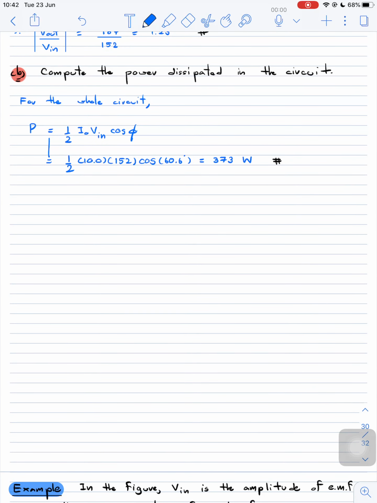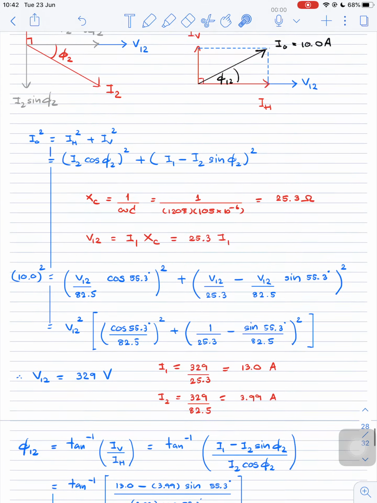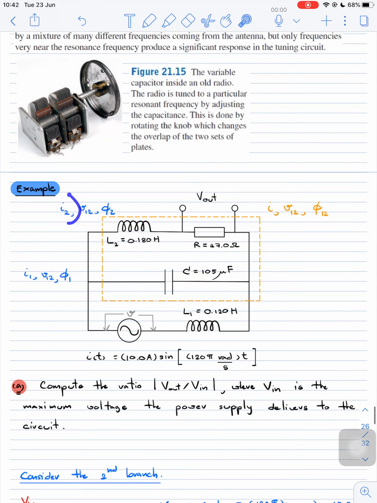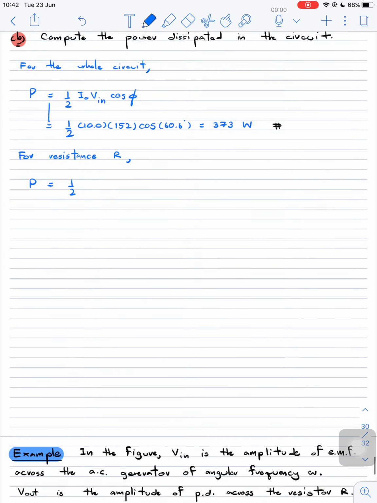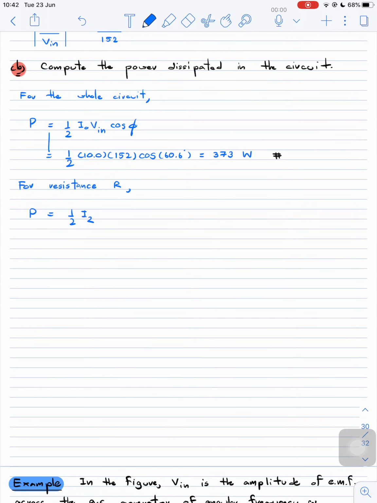Okay, so how about if we look only at the resistance? If we look only at the resistance, we expect that the answer must be the same, right? So we have the power P equal to 1/2. Then it's going to be the current through the resistance, for which we use the symbol I2, and the potential difference across the resistor is V out. So we have I2 here, and then V out, and then cosine 0 degrees.